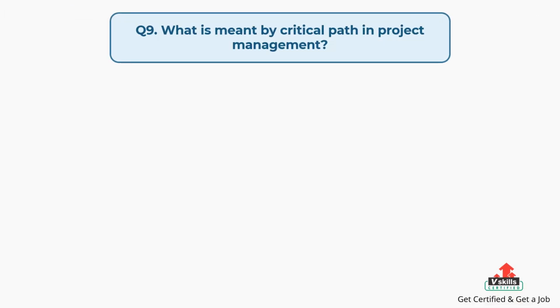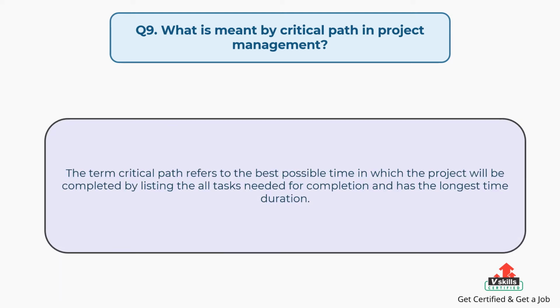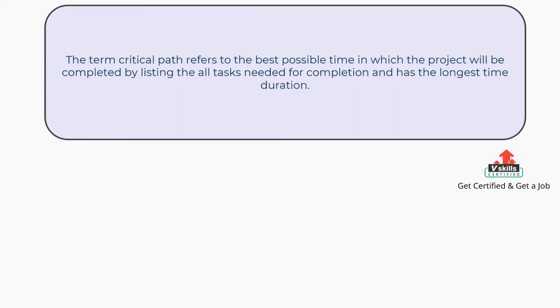Question number 9. What is meant by critical path in project management? The answer is, the term critical path refers to the best possible time in which the project will be completed by listing all tasks needed for completion and has the longest time duration.